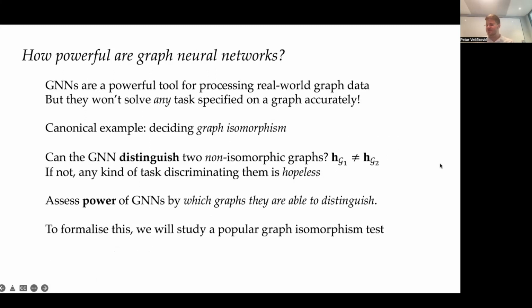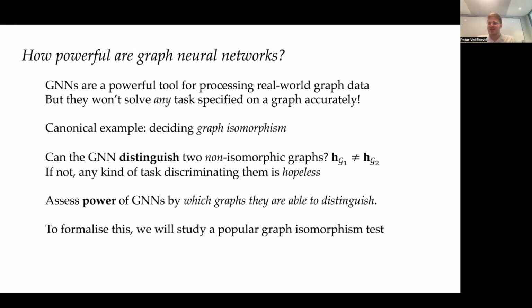But in the interest of maximizing the time and the utility we spent today, I'm actually going to pivot this discussion now to talk to you a little bit about how powerful graph neural networks are. So I hope the wealth of practical examples I showed you at the beginning can tell you that graph neural networks are indeed a powerful tool for processing real-world graph data. If you include all of the transformer advancements as GNN advancements, that list only explodes exponentially. But they won't solve any task specified on a graph accurately, right?